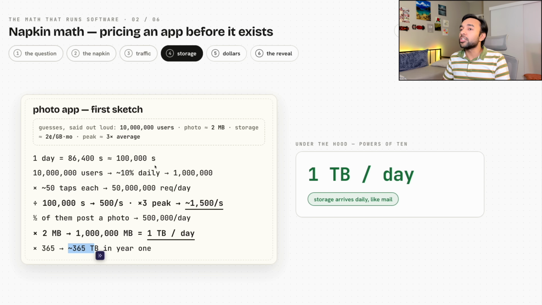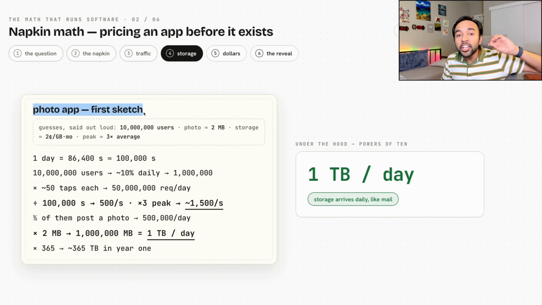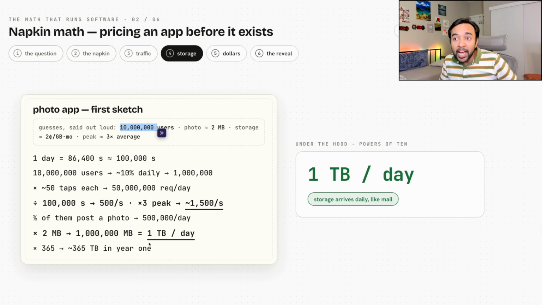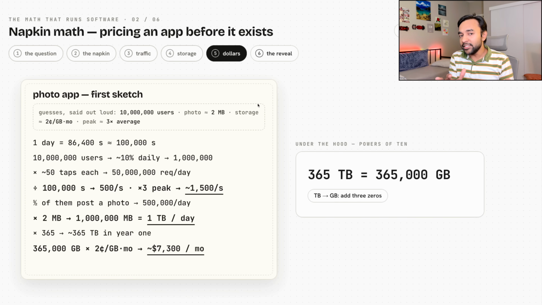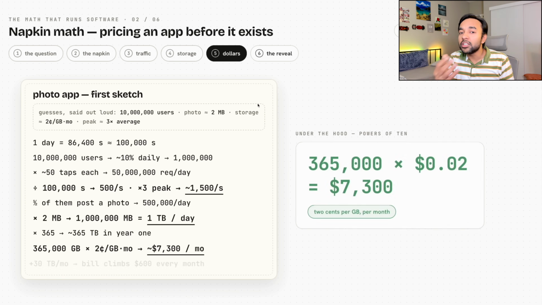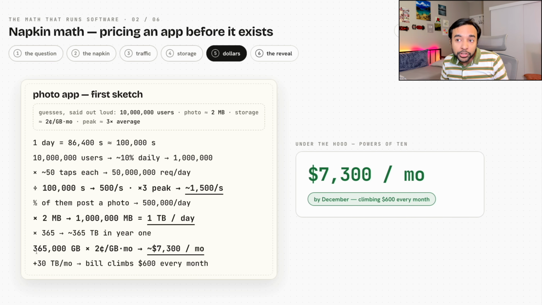So just notice what happened. You started from the very first design that, okay, I have these many users. And you're already at an estimate that I will need about 365 terabytes of storage. Now, nothing is free. You have to compute the dollar cost for all of this. So for 365 terabytes, billed at 2 cents per gigabyte, roughly equates to about $7,300 per month.